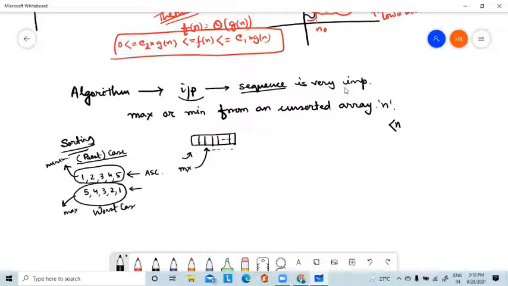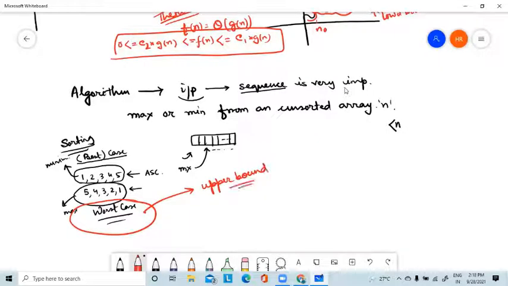So for any particular algorithm, if you want to calculate the time complexity, then you must consider the worst case. And in case of the worst case, you will consider the upper bound. Why? See what is the meaning of upper bound.